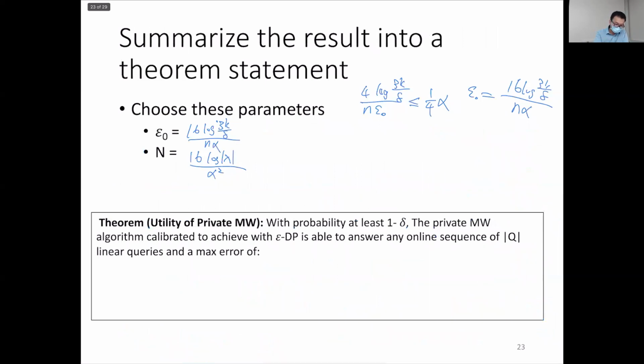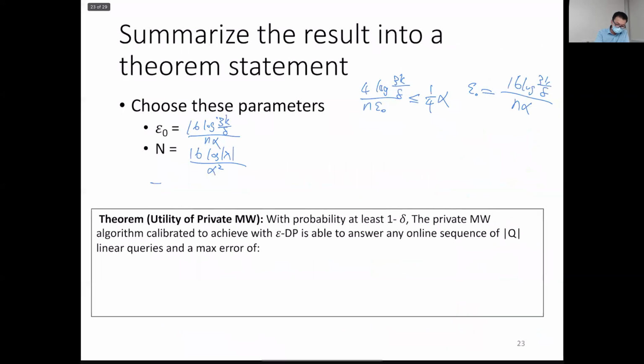Then what is the total privacy loss? So epsilon total is equal to 2 times epsilon 0 times n, right? As we've analyzed before, and this is equal to 512 log of 3k over delta times log of |X| over n times alpha cubed. Right, so alpha is the desired error.